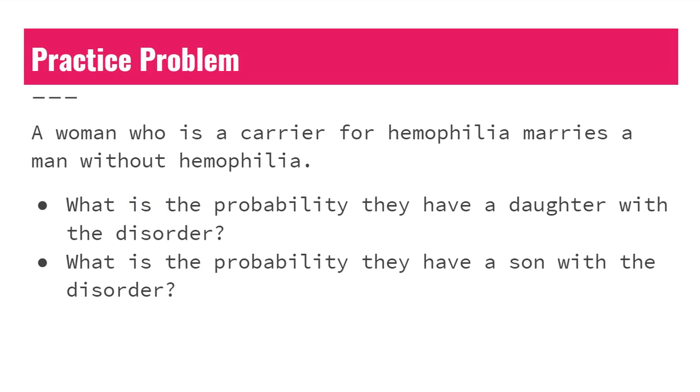You're going to do a Punnett square just like normal. It's mostly the notation that's changing here, so using the X and Y's, using the superscripts. We have a woman who is a carrier for hemophilia, marries a man without hemophilia. What is the probability they will have a daughter with the disorder? What is the probability they will have a son with the disorder?